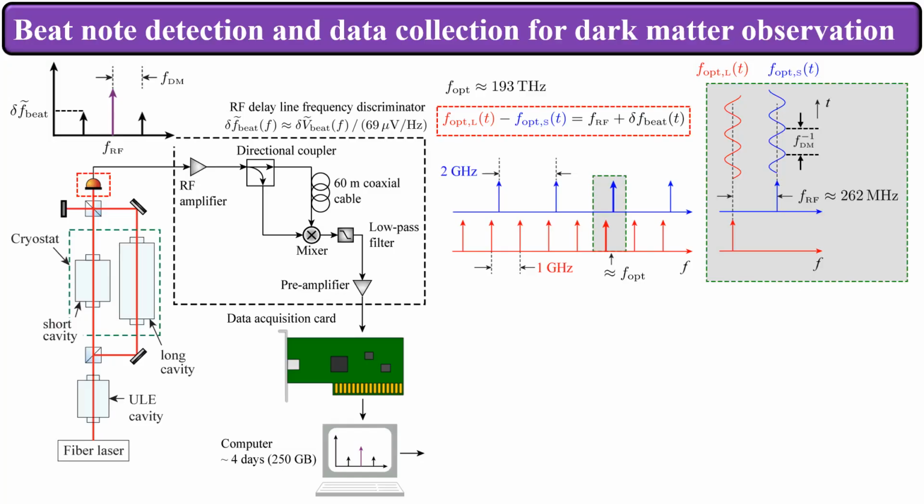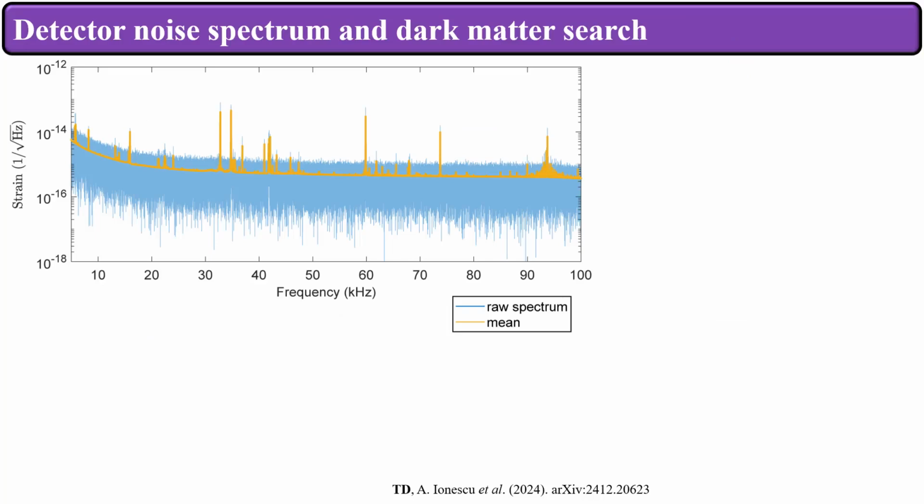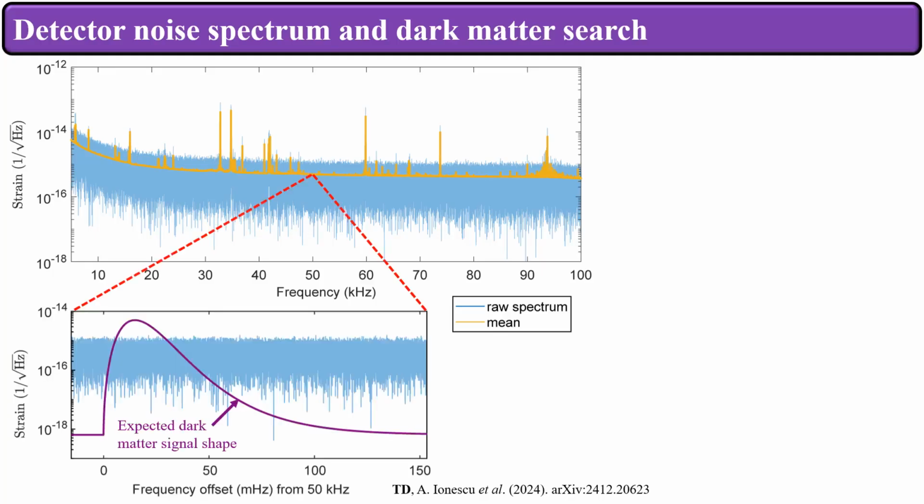This self-homodyne scheme eliminates slow drifts in the carrier. For an initial dark matter observing run, data was continuously collected for 4 days. After a fast Fourier transform, we get the following strain spectral density, where we look for narrow peaks corresponding to dark matter. For example, in the standard halo model, if we zoom into this region, we expect to see a feature with a profile like this, with a width which scales as the inverse of the coherence time.